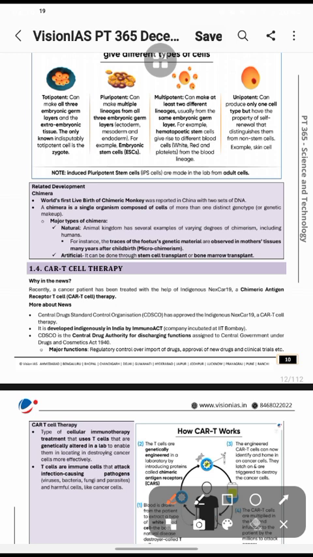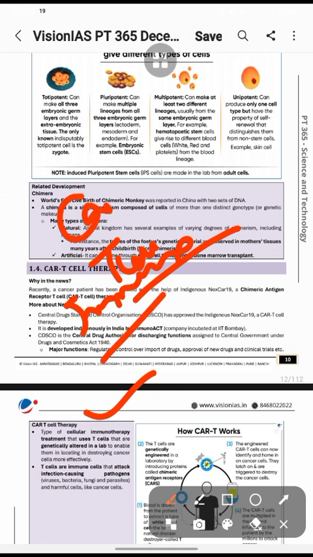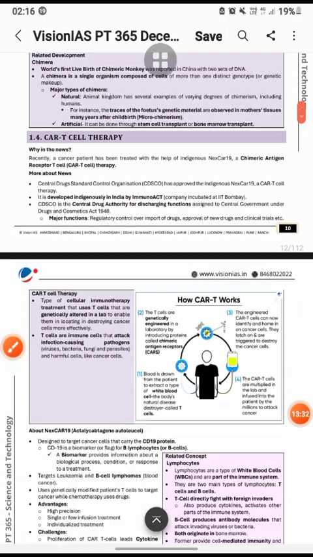CAR T cell therapy is chimeric antigen receptor T cell therapy. The Central Drugs Standard Control Organization, the Central Drugs Authority, discharges the functions of regulatory control over drugs. CAR T is a cellular immunotherapy. Immunotherapy attacks infection-causing pathogens: virus, bacteria, fungi and parasites. So the CAR T cell is enabled to locate and destroy cancer cells.